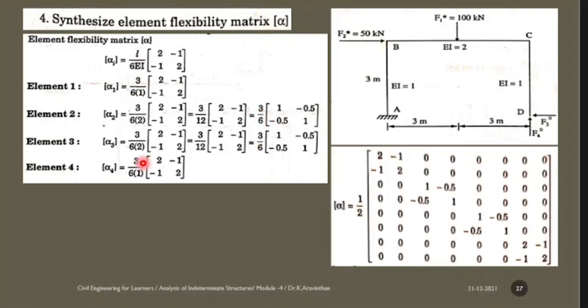You can generate the flexibility matrix. See, you have 1 by 2, that is 3 by 6, you can take it as 1 by 2. Now the common factor is taken here, and you have the rest of the values, 2, minus 1, minus 1, 2. This is the first value, and similarly for the second element, third element and fourth element.